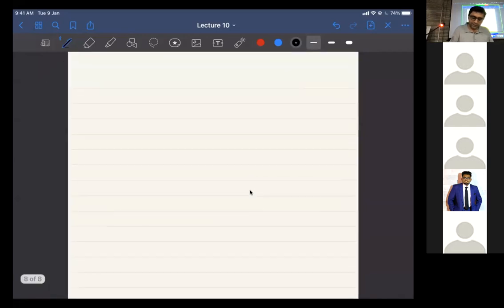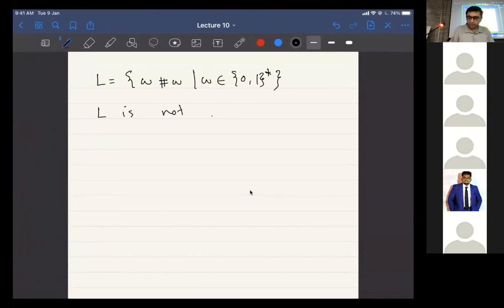As an example, let's consider the language L that consists of strings W, separated by a hash sign and then W again, such that W is any possible string over 0 and 1. Remember, this language L is not regular. This language L is not context free. You know why it is not context free and why it is not regular?